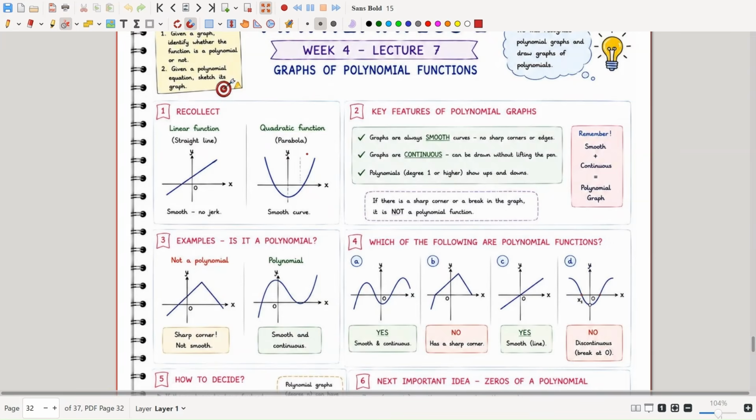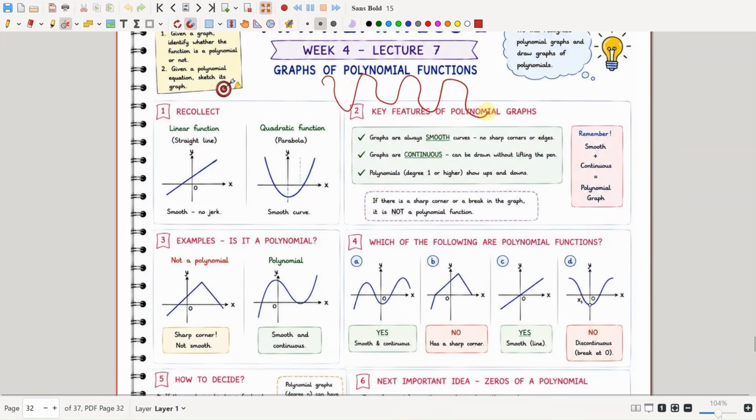Now let us understand the key features of polynomial graphs. The graphs will always be smooth curves, with no sharp corners or edges. The graphs will be continuous, and can be drawn without lifting a pen. You can draw it like this, and you will not even have to lift your pen here.